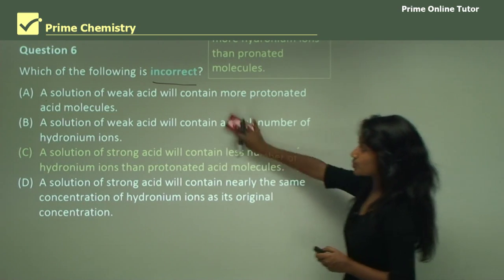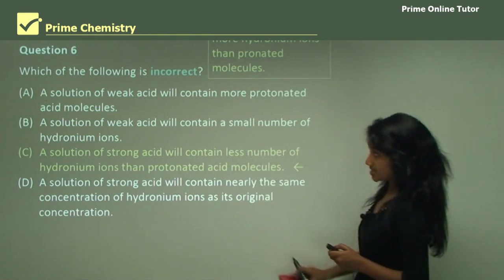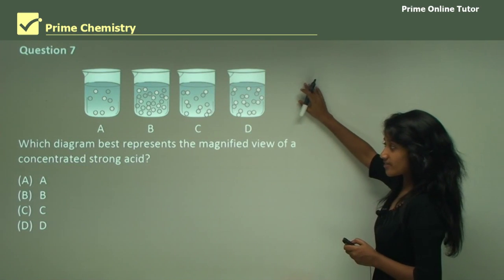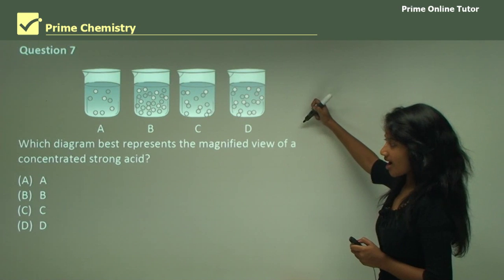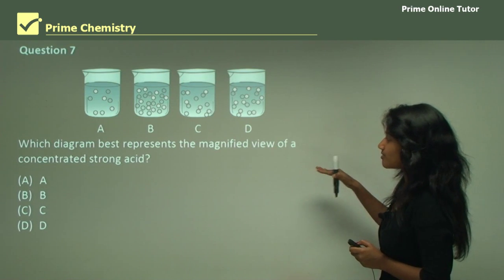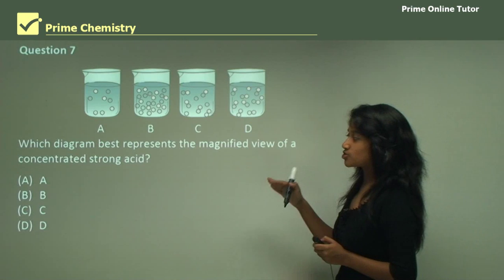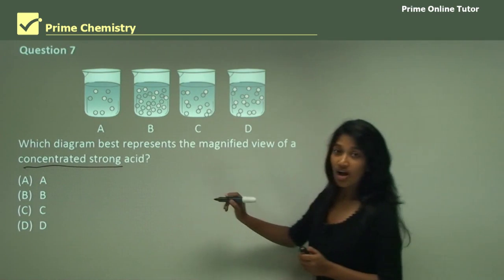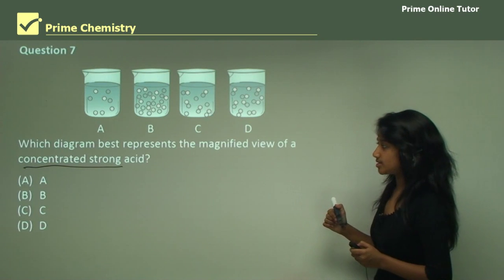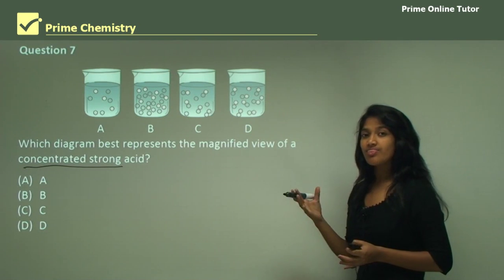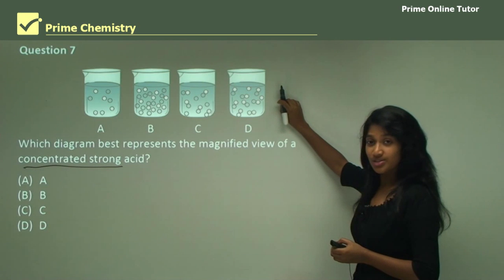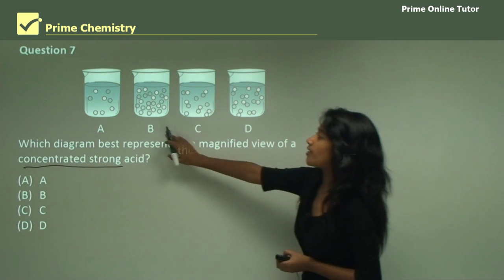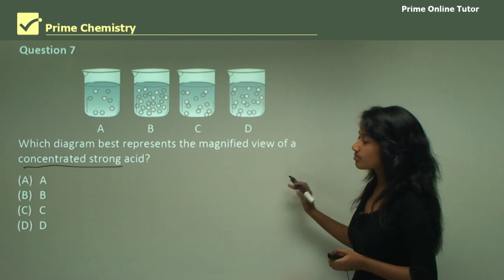Now let's move on to question 7. Question 7 is also a multiple choice question. Here we're given a diagram. Which diagram best represents the magnified view of a concentrated strong acid? Now here, concentrated and strong are our two important words. Concentrated means the amount of molecules per unit volume. So which of these four are concentrated?